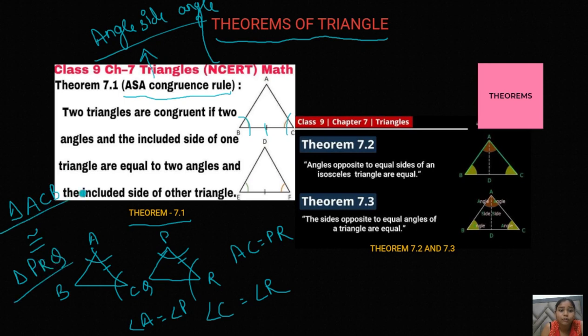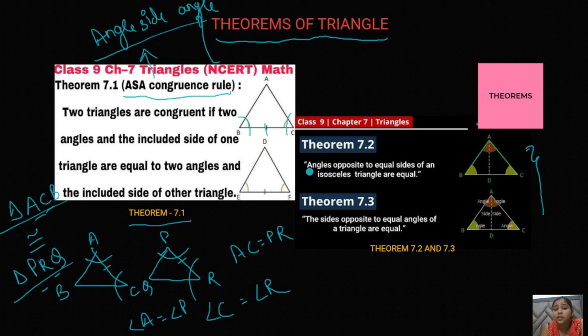Basically, you have to understand this very carefully: in naming these congruent triangles, you have to name them according to their equality or similarity. Angle A equals angle P, so we write angle A and angle P like this. Since angle C equals angle R, we write like this. This is what we do when we name a particular triangle congruent to another triangle. Right, so these are the other two theorems, theorem 7.2 and theorem 7.3.